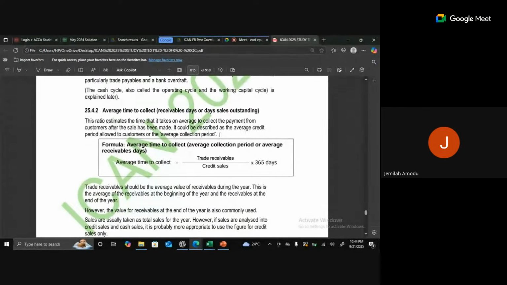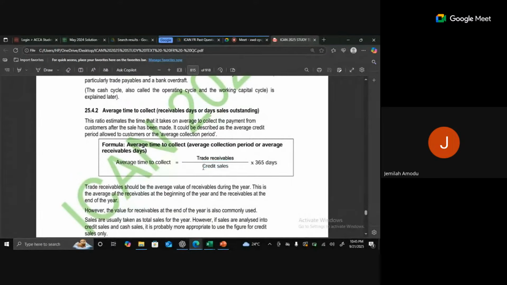But the main thing is for you to know that, okay, we sold on credit to this customer. How many days will it take us to get back our money, to receive that payment for the goods sold on credit? That is basically what the ratio is looking at. And to calculate it, you need what? Your trade receivable for that period, all over your credit sales. So these are the two things that you need.